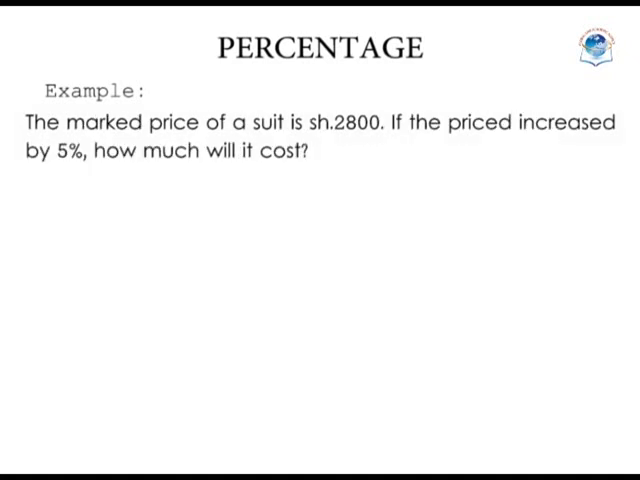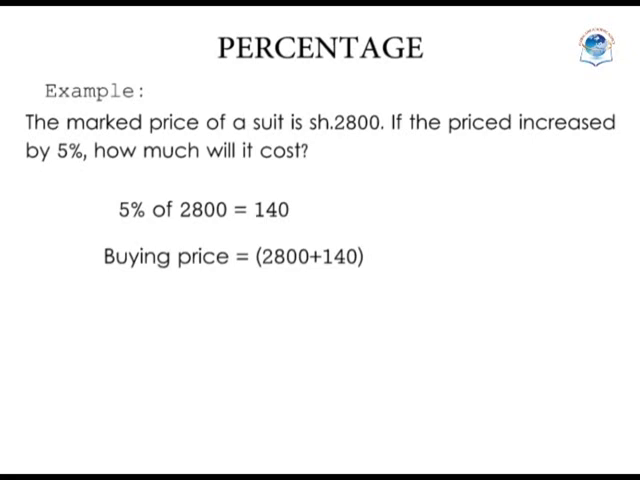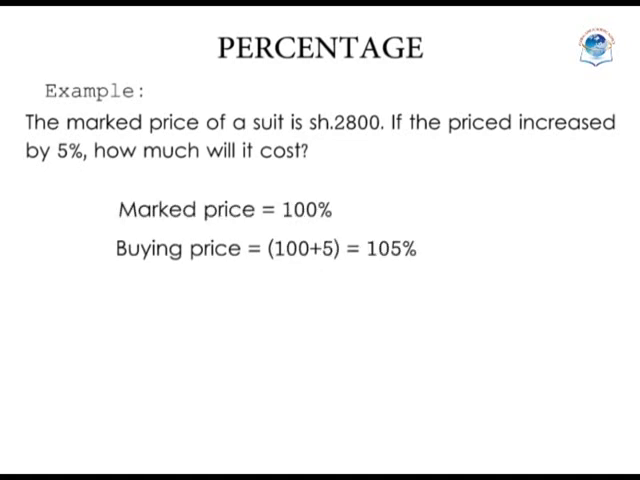What if the price increased by 5%? We could add 140 to 2,800 to get 2,940. Or we add 5% to 100% to get 105% and work what is 105% of 2,800. So 105 over 100 times 2,800 will give us 2,940, the same answer.